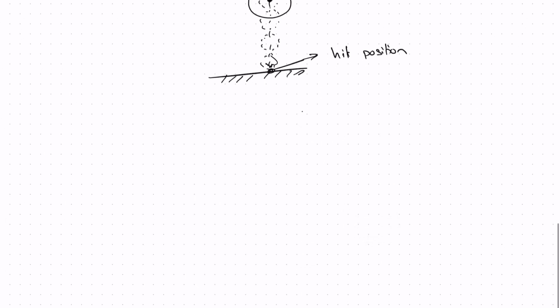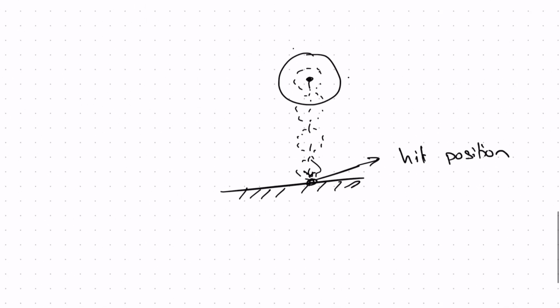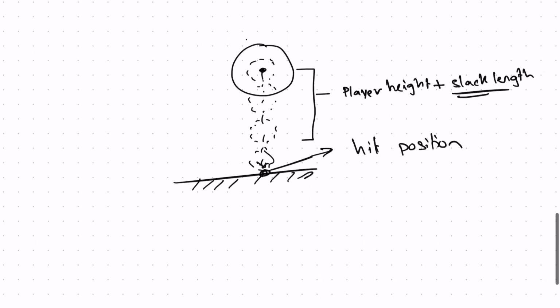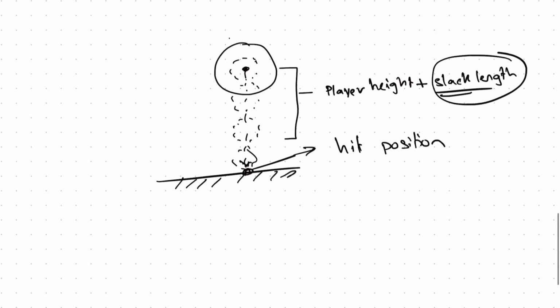So what we are going to be doing is this ray, which I've shown here, will be as long as the player height plus the slack length. The slack length just gives a little margin of error. So even if the player is just slightly above the ground, you don't want to off-ground the player. You want it to see it's still on the ground. So this is a small value that adds a margin of error to it.